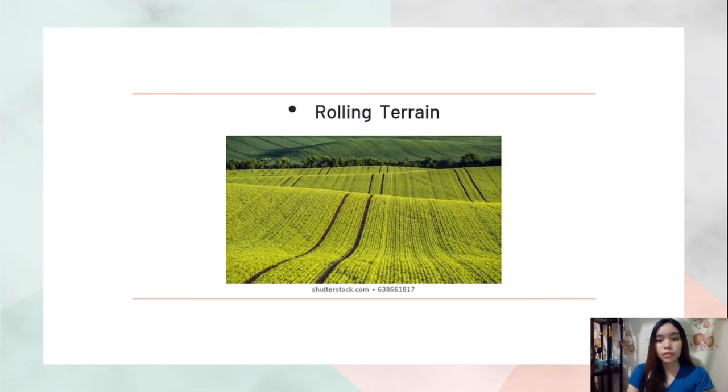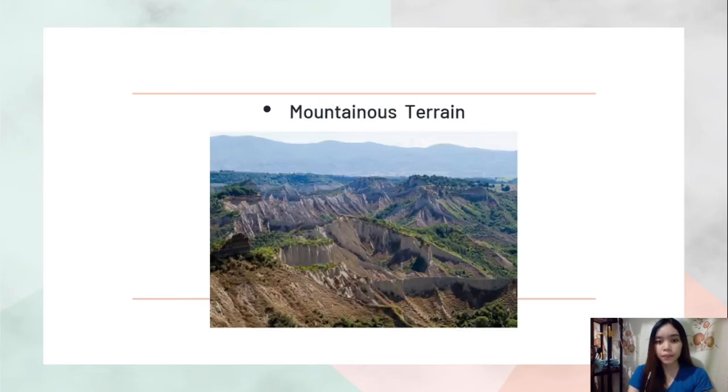Next is the rolling terrain. The rolling terrain has natural slopes that often rise above and fall below the highway grade, with occasional steep slopes that restrict the normal vertical and horizontal alignments. The next is the mountainous terrain. It has sudden changes in ground elevation in both the longitudinal and transverse directions, thereby requiring frequent hillside excavation to achieve acceptable horizontal and vertical alignments.